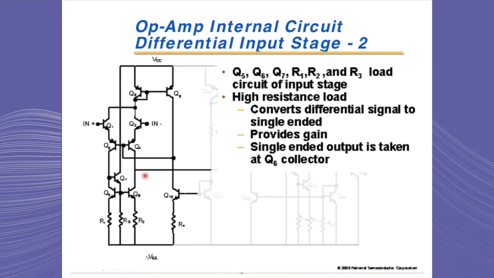Q5, Q6, Q7 along with the resistors R1, R2, and R3 form the load circuit on the input stage. This is a high impedance load, and this load converts the differential signal of the input transistors into a single-ended signal at Q6 collector. The single-ended signal is then delivered to the second stage of the amplifier, which is the gain stage.